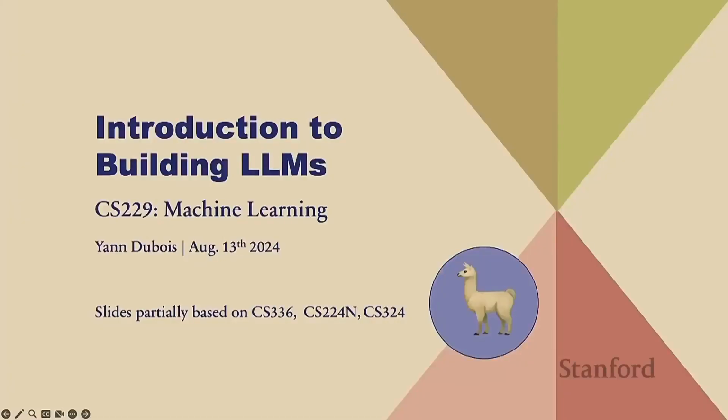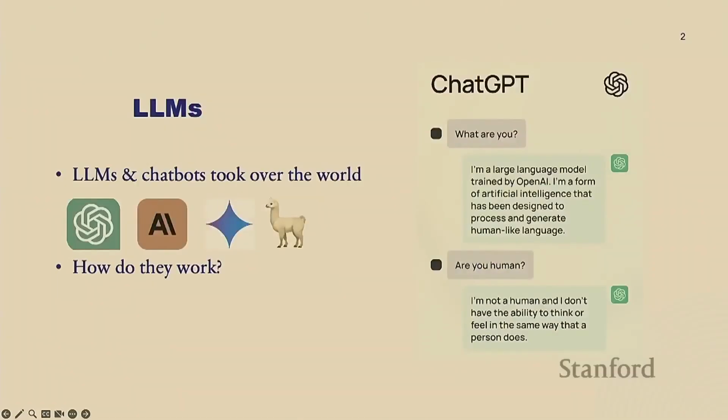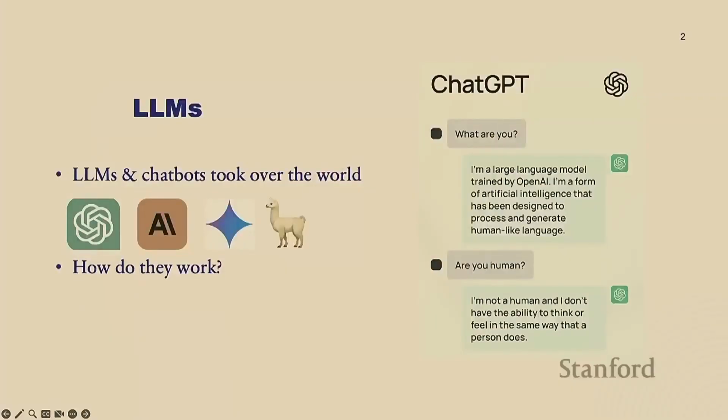So let's get started. I'll be talking about building LLMs today. I think a lot of you have heard of LLMs before. But just as a quick recap, LLMs, standing for large language models, are basically all the chatbots that you've been hearing about recently. So ChatGPT from OpenAI, Claude from Anthropic, Gemini, and Llama, and other types of models like this. And today we'll be talking about how they actually work.